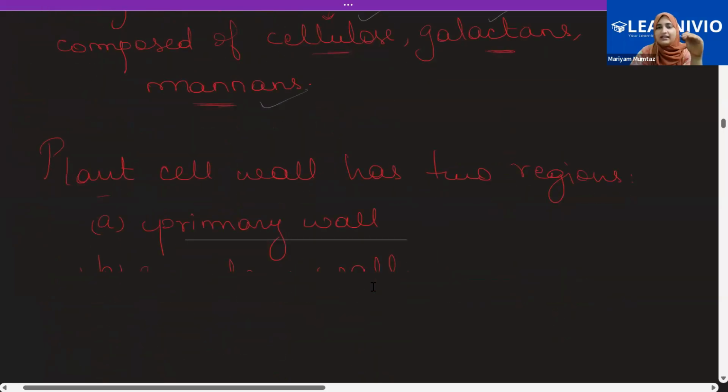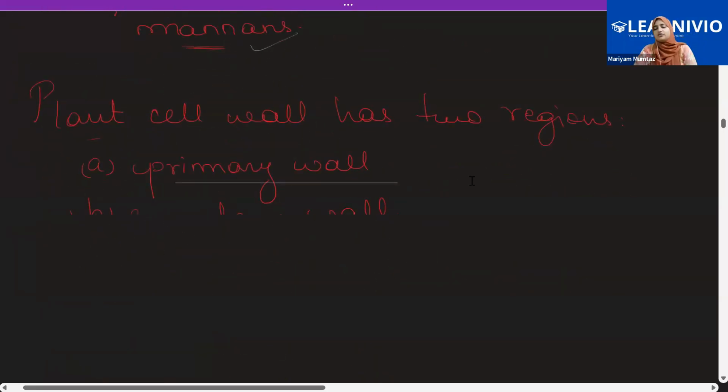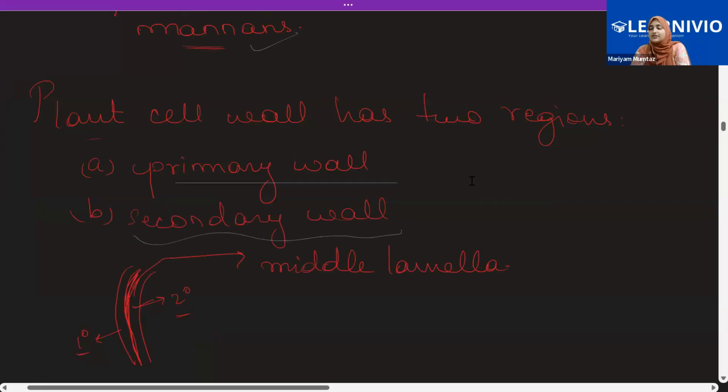And remember, when we talk about the structure of the plant cell wall, it has two regions present in it. First, there is a primary cell wall, and then there is a secondary cell wall. So the primary cell wall is the cell wall that is formed first, and then the secondary cell wall is formed.